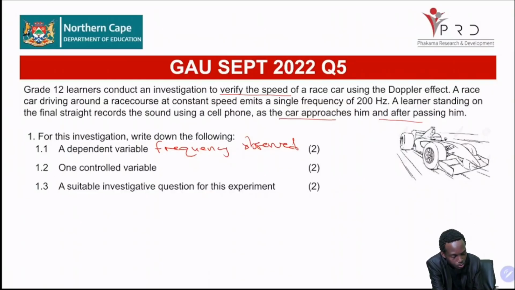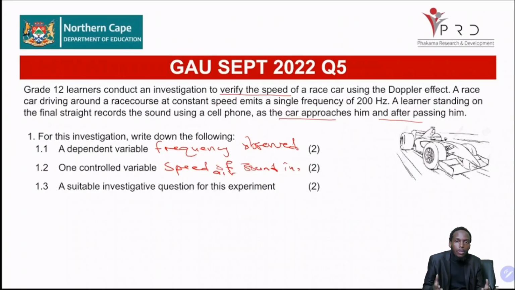And then 1.2, controlled variable. So you would notice that in most instances when you're doing Doppler effect, your value of V stays the same for your different questions, right? So it's safe here as well for us to say the speed of sound in air. So the speed of sound in air is going to be our controlled variable, because it's the one that we are ensuring stays the same, right?